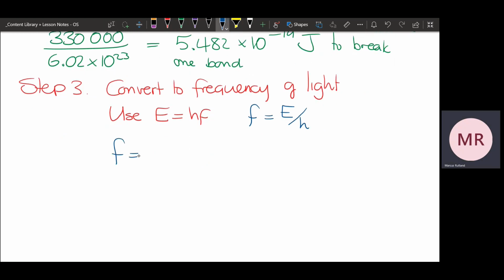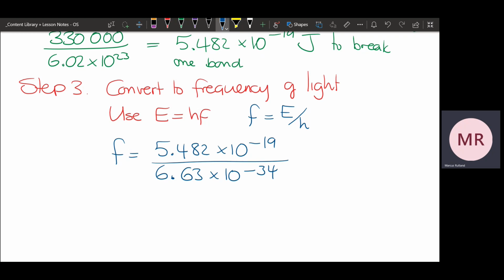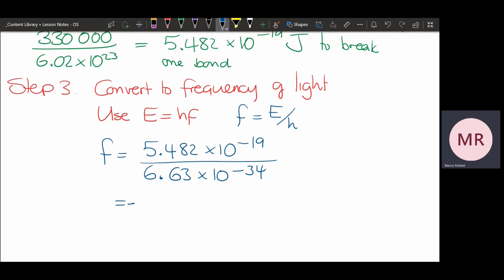So in this case, frequency is 5.482 times 10 to the minus 19 divided by, from the data sheet, 6.63 times 10 to the minus 34. Things are going to flip around here, because where we had a very small number, if we divide by 6.63 times 10 to the minus 34, we now get a big number. I've just messed it up in my calculator, so just give me a moment.